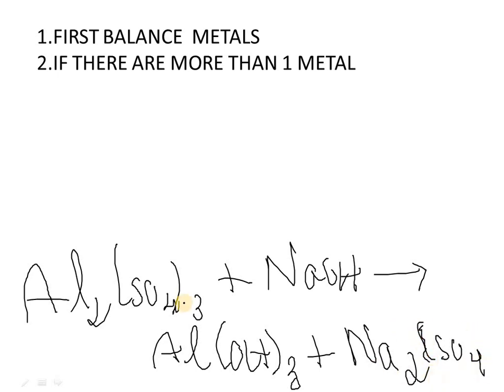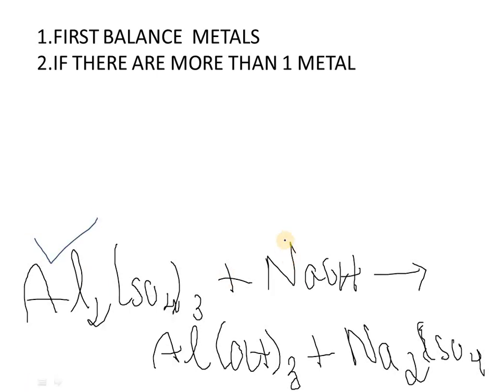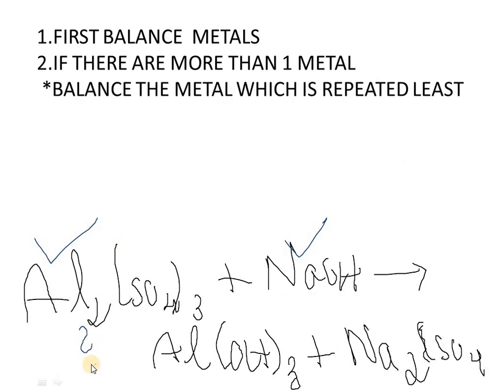In this equation, if you see, there are two metals. You can clearly see that there are two metals, that is aluminium and sodium. From this aluminium and sodium, which metal should we choose to balance first? We have to balance that metal which is repeated the least number of times in this equation. Just count how many times aluminium is repeated in this equation. Aluminium is repeated 1, 2 times in this equation, and sodium is repeated 1, 2 times in this equation.